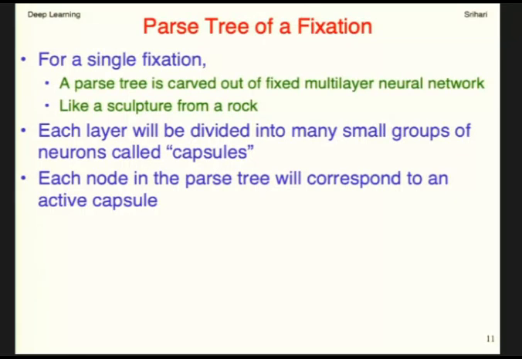So, parse tree for a fixation. For a single fixation, a parse tree is carved out of a fixed multi-layer neural network, like a sculpture from a rock. So we have a neural network, a standard neural network, but at dynamic time, we have this neural network, but there is some kind of a structure to it, a substructure to it, which is like a parse tree. Each layer will be divided into many small groups of neurons called capsules. And each node in the parse tree will correspond to an active capsule.